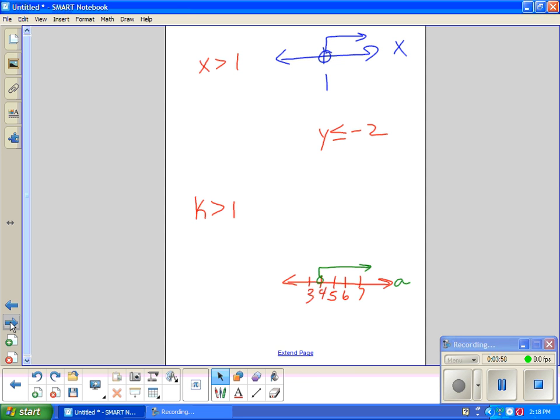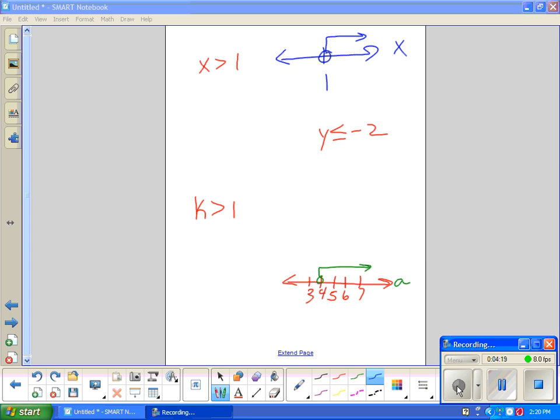Now, how do I check this? I check this by pulling a value over here. Does everybody agree this value could be 3? If I plug 3 in here, is 3 greater than 1? Yes. I know that this is true, thus the way I wrote it is correct. Try the next one.